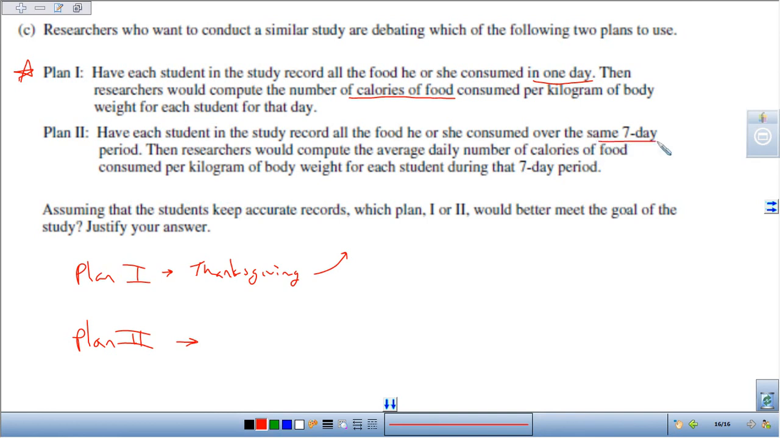Plan 2, by doing it over a 7-day period, some days you might eat a little bit more, some days you might eat a little bit less, but in the end, it should all pretty much average out to what you traditionally eat. So based on this, what would better meet the goal? Plan 2 would better meet the goal because in Plan 2, high days and low days would tend to cancel each other out, whereas in Plan 1, we could possibly have one day that would skew our data, possibly on the upper end.